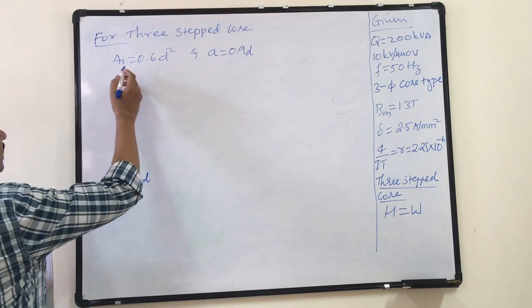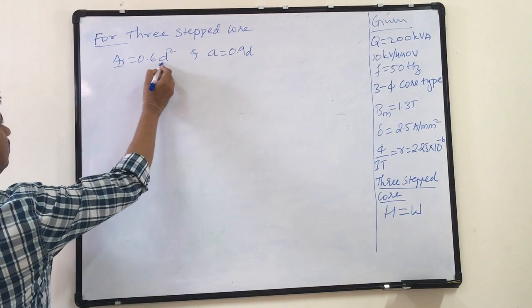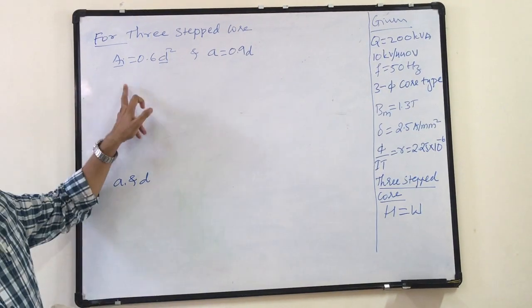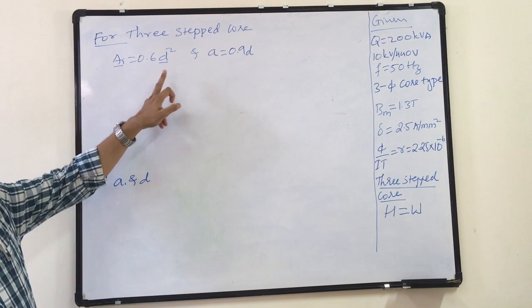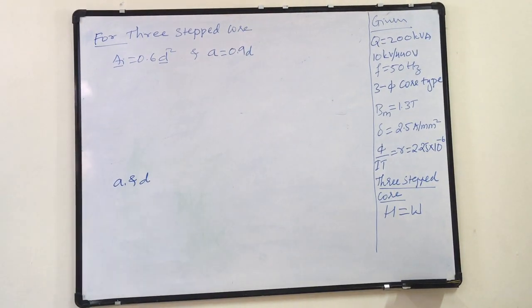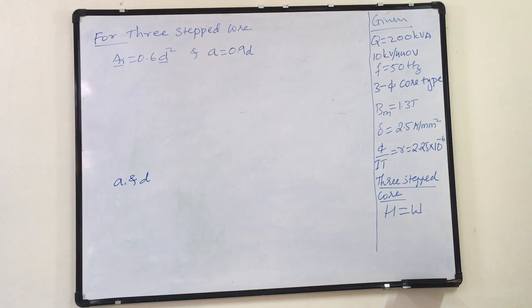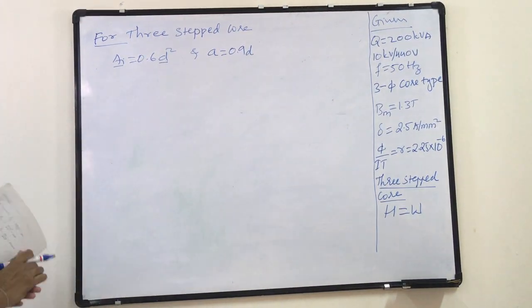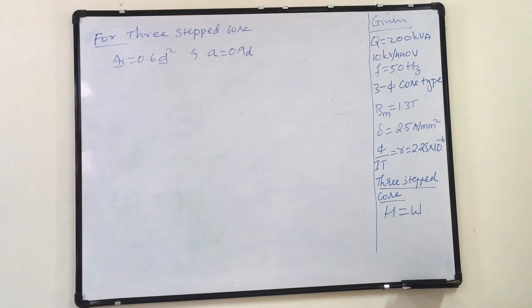Now in these equations, A is not known, D is also not known. I can't solve when there are two unknowns in a single equation. So either of the two must be known. Either I should know Ai or I should know D. But there is no question of knowing D, because that is the derived dimension, it is not a main dimension, whereas Ai is a main dimension. So Ai can be obtained from the EMF per turn equation.